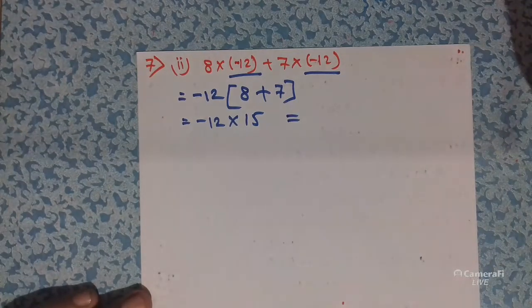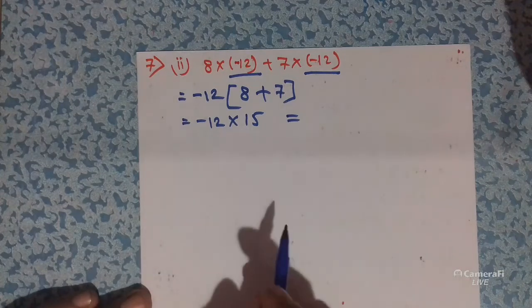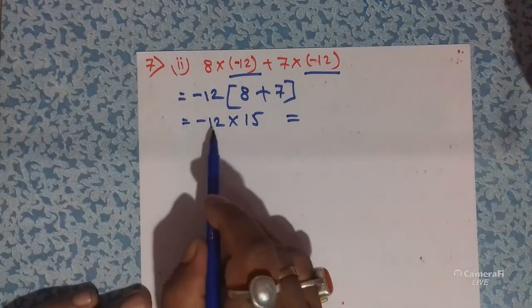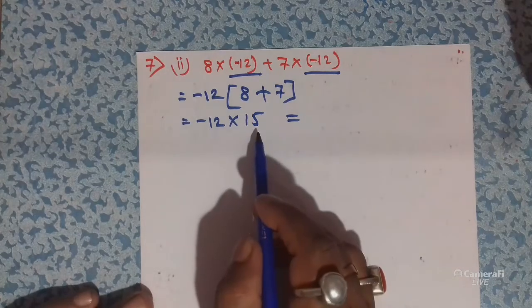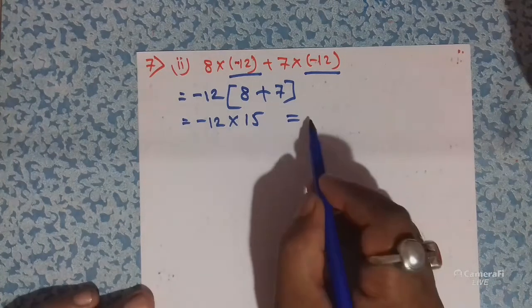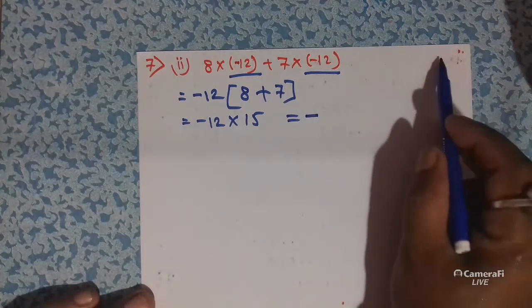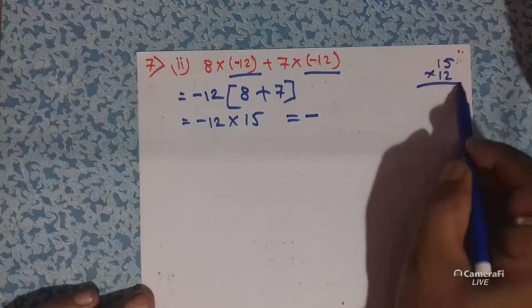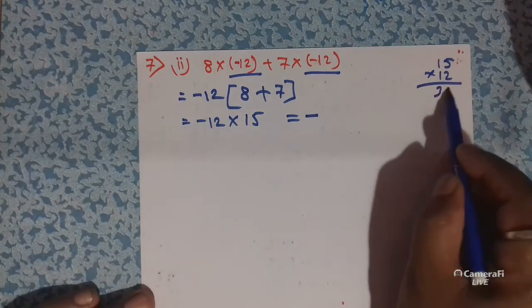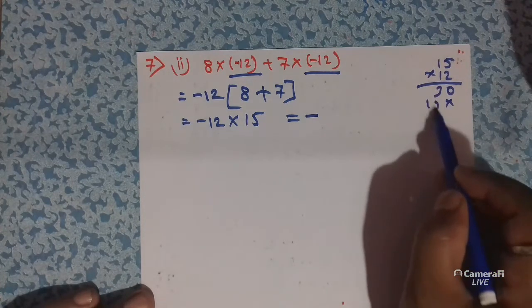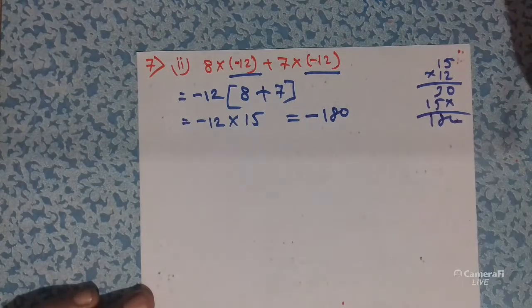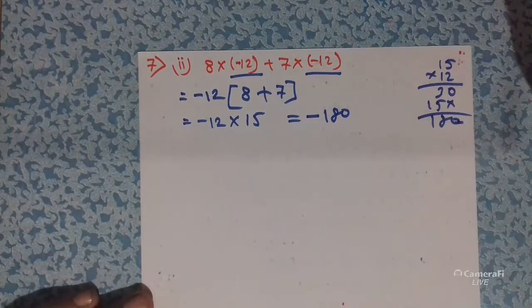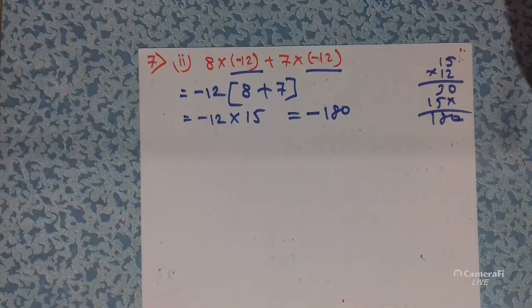15 multiply 12, what will be the value? At first we have to see that it is negative integer. Minus 12 is negative integer and 15 is positive integer. So positive multiply negative is negative. Now check that 15 multiply 12 is what? So it will be 180. Okay students, I hope all of you understood. Now I am going to show you another one.